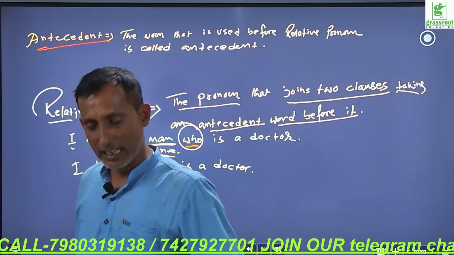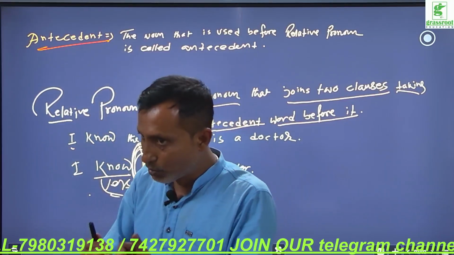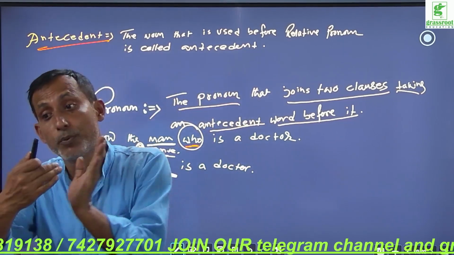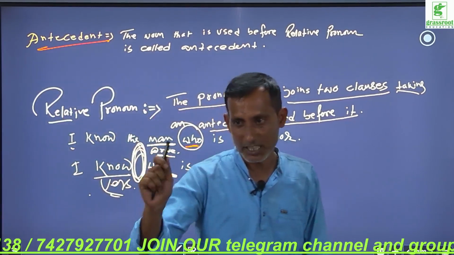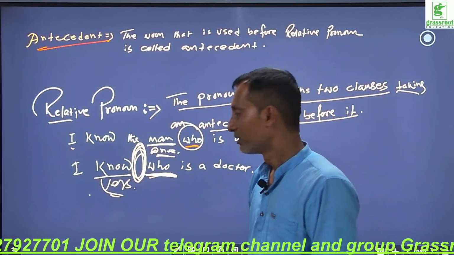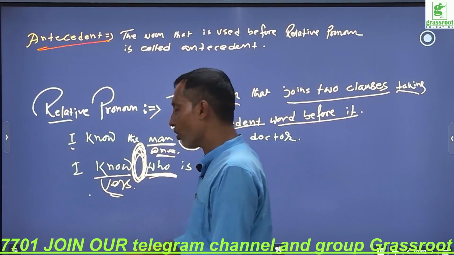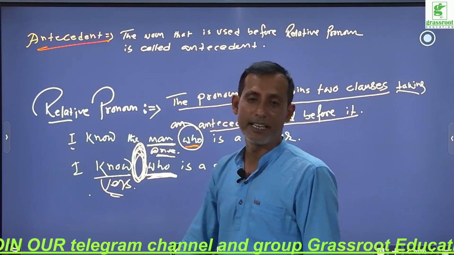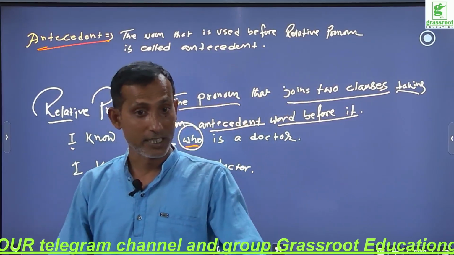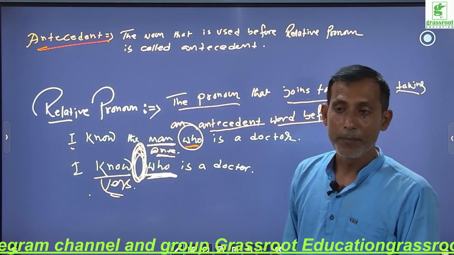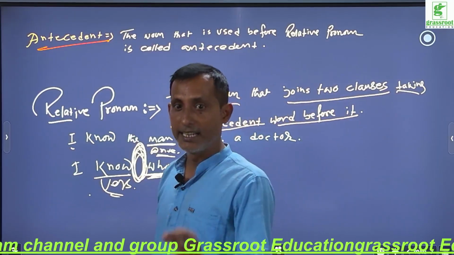Antecedent means the noun that is used before the relative pronoun; it must be a noun. Is it clear or not? As here no noun is there, that's why here who cannot be called a relative pronoun. So what's the actual identity of who here? Can you tell me what's the actual identity of who here?